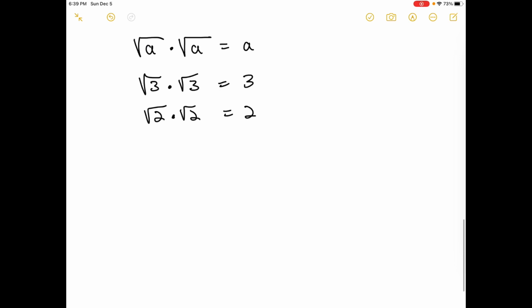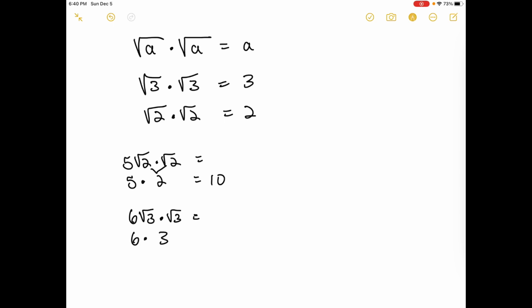So let's do 5 root 2 times root 2. Well, remember that root 2 times root 2 is 2, so this is like 5 times 2. Multiplying those together, we get 10. Or how about 6 root 3 times root 3? That's going to give us 6 times 3, which is 18.